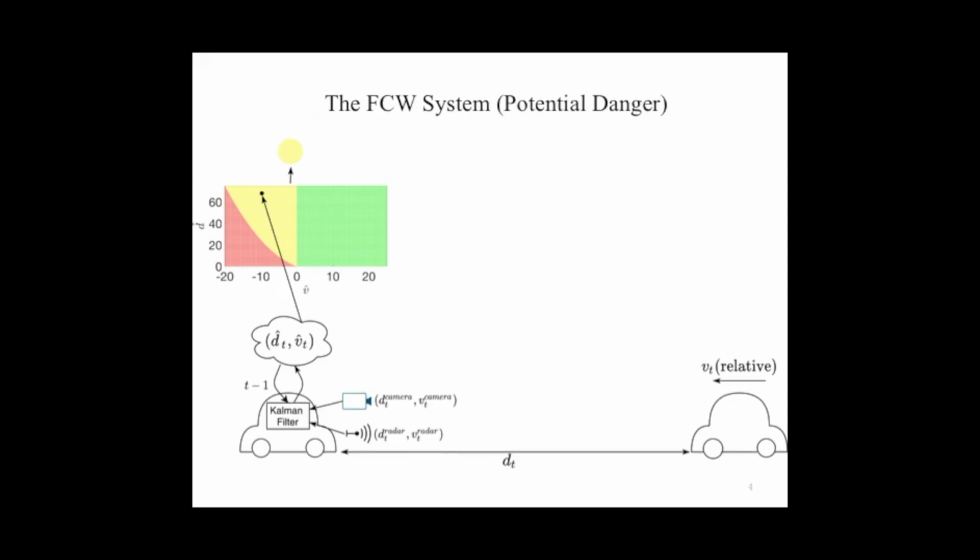So next, let's take a look at the second scenario, where the leading car has a negative relative velocity, meaning it's actually approaching the victim car. Then the Kalman filter will produce a state estimation that leads to a different point in the 2D space. And in this case, it lies in the yellow region, and the FCW produces a yellow warning.